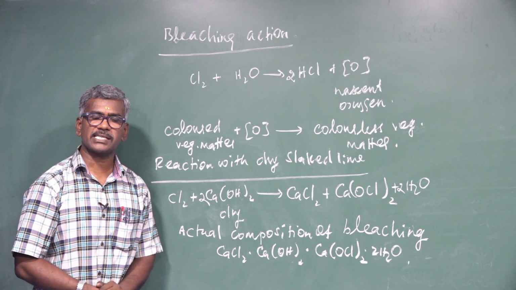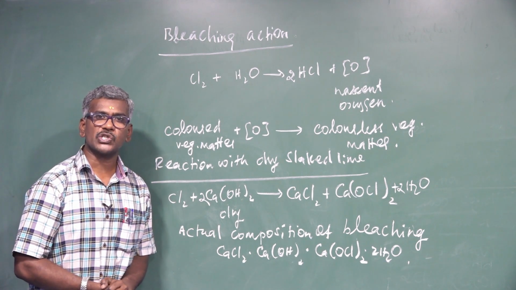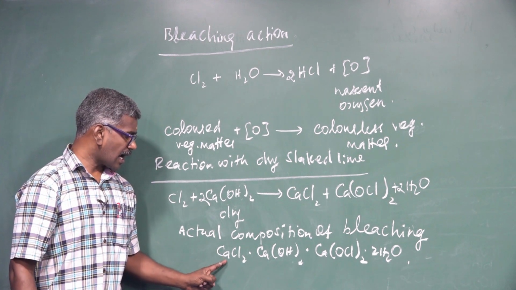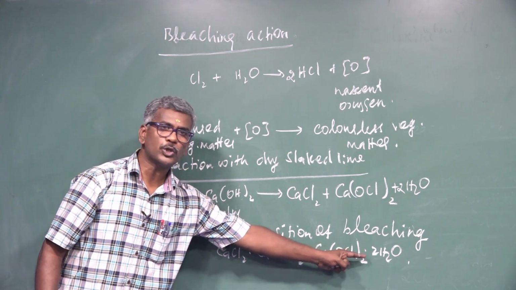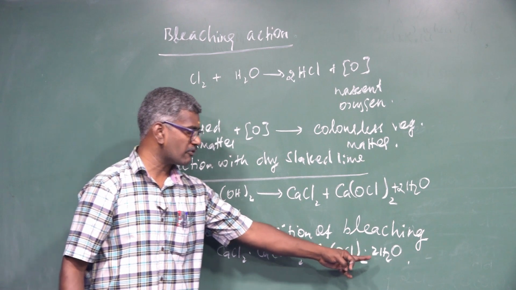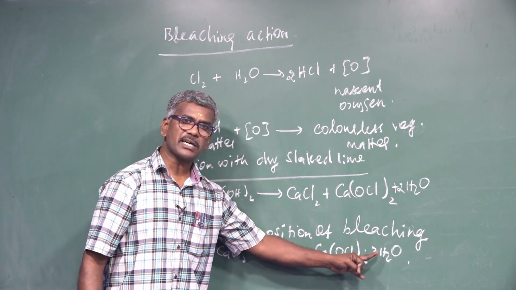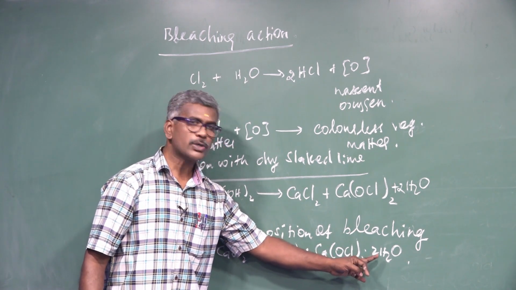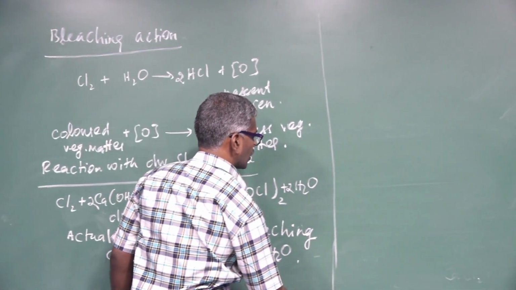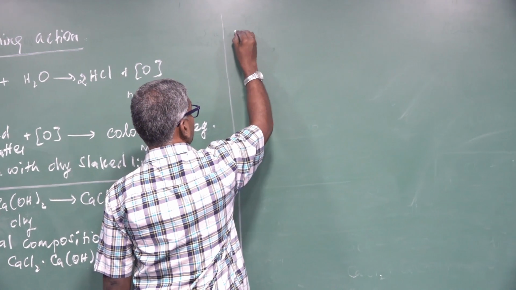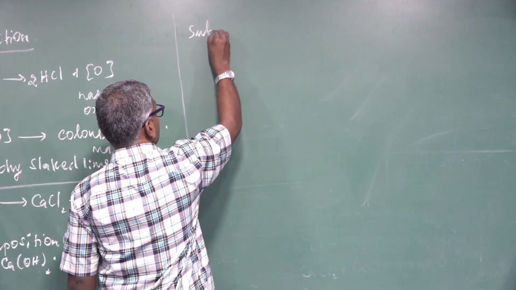One more question may be asked. What is the actual composition of bleaching powder? Calcium chloride, calcium hydroxide, calcium hypochlorite and 2 times of water. One more question may be asked. 2 times or 3 times or 6 times. Here 2 times of water. Another property, substitution reaction.